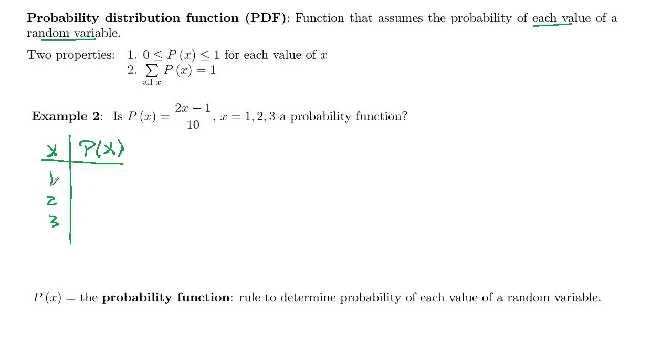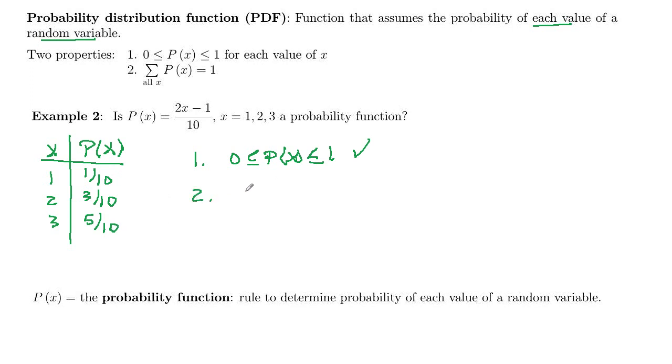And if you plug a 1 in here, 2 times 1 minus 1 is 1/10. And then plug a 2 in here. 2 times 2 is 4, minus 1, 3, 3/10. And then plug a 3 in. So 2 times 3 is 6, minus 1, 5/10. So we can see that condition number 1, 0 is less than or equal to the probability of x is less than or equal to 1. That one holds. All these probabilities are between 0 and 1.